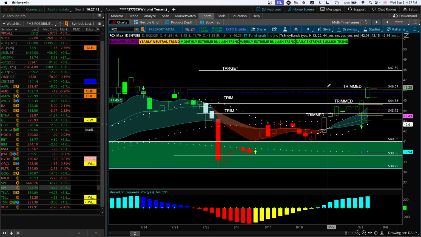So I trimmed at the top of this zone where we had some topping wick action here showing selling pressure. I wanted to go ahead and collect some profits, and I did. Now, my next target for the trade up here near 47.89. That covers what I did today in the market.